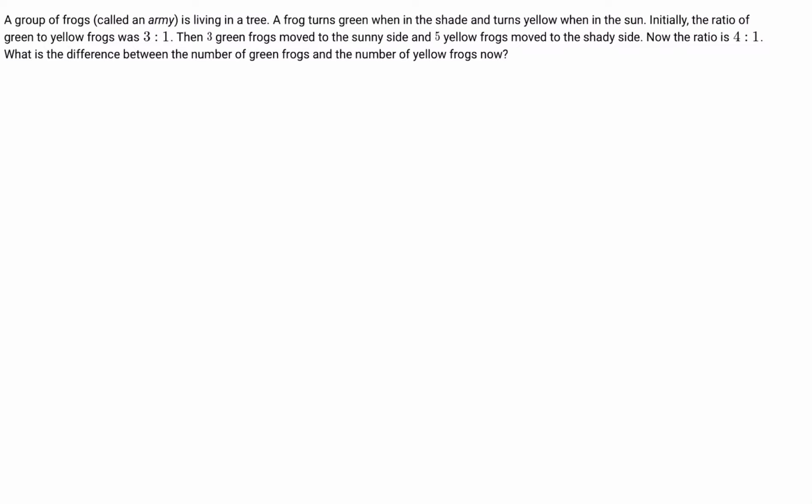So let the number of initial green frogs be g and the number of initial yellow frogs be y. So we know that g to y is 3-1. And when 3 green frogs move to the sunny side, it's going to be g minus 3, y plus 3. And then 5 yellow frogs move to the shady side. So this is g plus 2 and this is y minus 2. Now the ratio is 4-1. So g plus 2 to y minus 2 is 4-1.